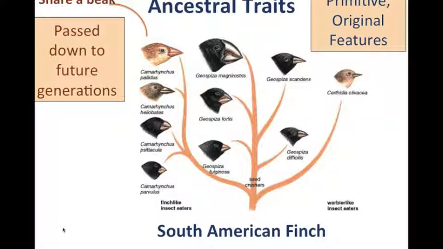Another part that you learned about was ancestral traits. Ancestral traits mean that they were primitive, or another word for primitive is original features of certain animals. In this case, we give you an example of the South American finch. The South American finch shows that the beak was passed down to future generations. And as you can see, the beak changed over time, but the common ancestral trait is that they all have beaks.